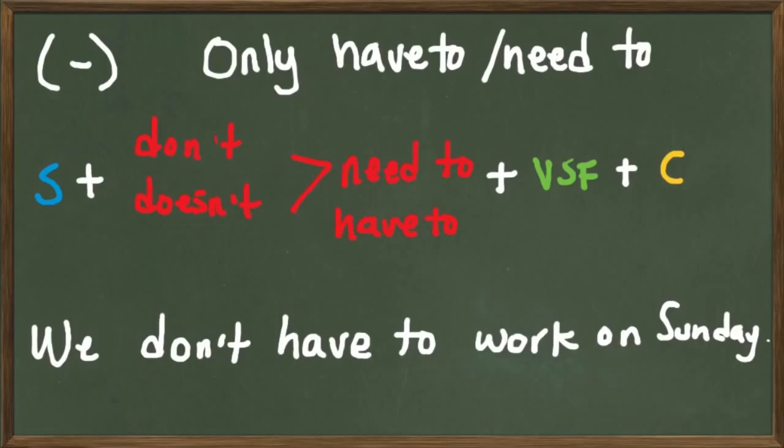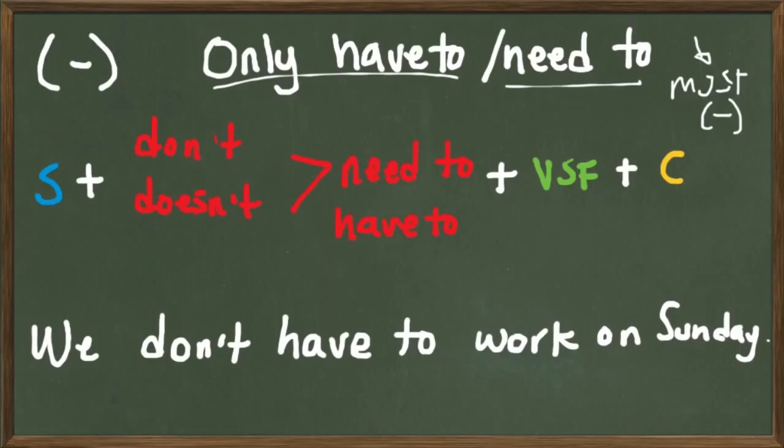Okay, now using the negative is also quite simple and easy. First off, we need to remember that it is only for have to and need to. Must in negative expresses something different. So must only in affirmative for now. The formula is subject, don't or doesn't, depending if it's the first or the third person, have to or need to, and the verb in simple form as well as a complement.